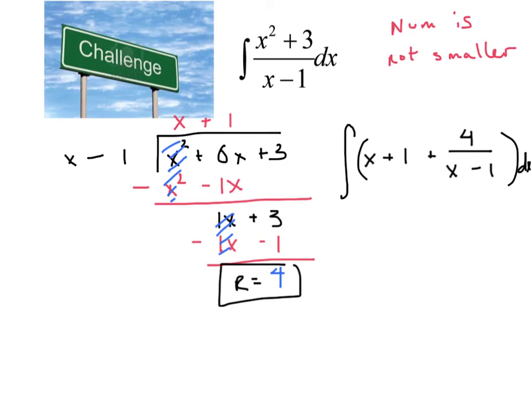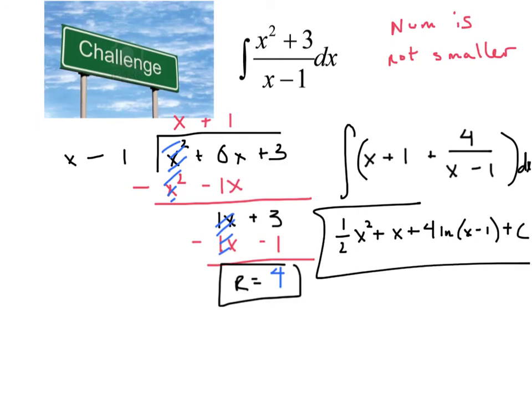Well, now, it's a very easy integral to do. It's going to be 1/2 x squared plus x plus 4 times the natural log of x minus 1 plus c. And that's it. So this ends up being a pretty nice, easy integral once you do that polynomial division.